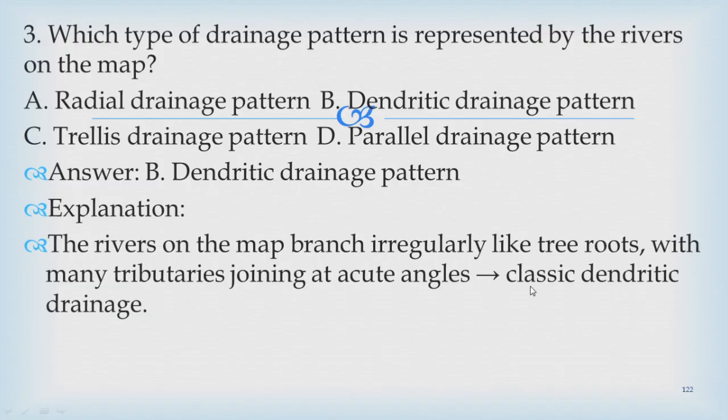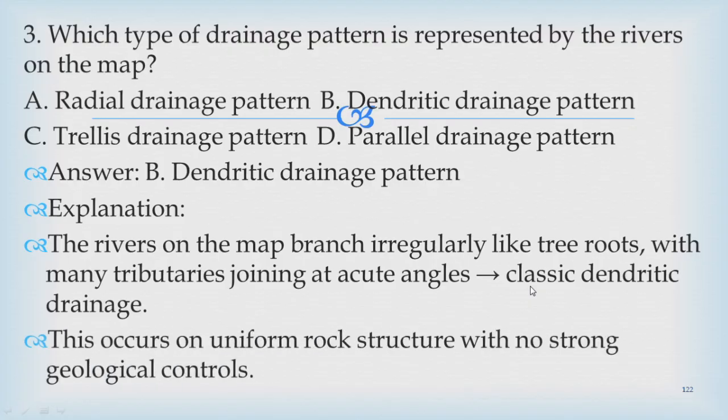The answer is dendritic drainage pattern. The river flows from south to north. It has branches here. Again, there is a branch here that rises. Here again, there is a branch. Dendritic means drainage like a tree. The rivers on the map branch regularly like tree roots, with many tributaries joining at acute angles. This is classic dendritic drainage. So, B is the answer.